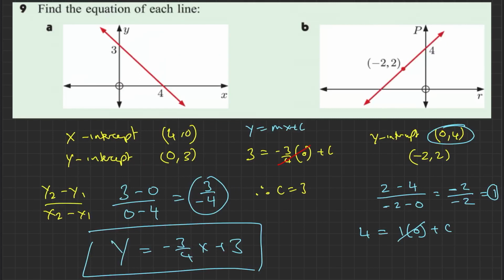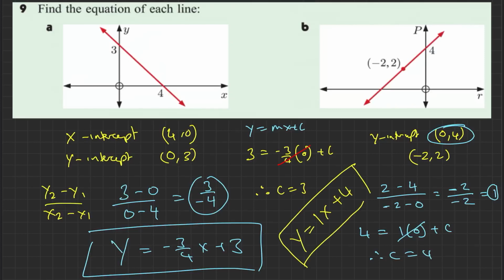Anything times 0 is 0. Therefore, c is equal to 4. And my equation is going to be y is equal to 1x plus 4. Now I don't need to write the 1. I can just write x plus 4. Y is equal to x plus 4.